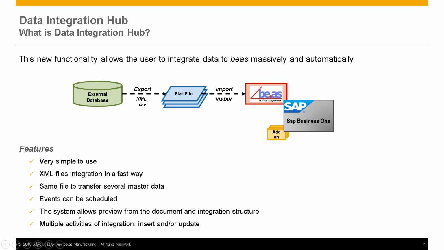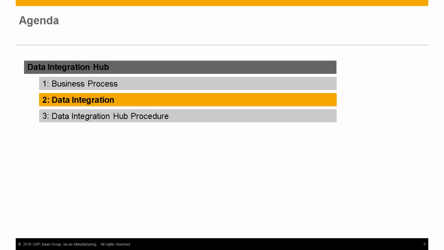We can schedule these events, okay? And the system allows previews from the document and the integration structure, and we're going to see that in a few moments. And also, we have multiple activities of integration. So we can insert new information, or we can just update the information that we have in the system. Okay, so now that we understand the business as a concept, we will see which data we can integrate to the system at the moment.